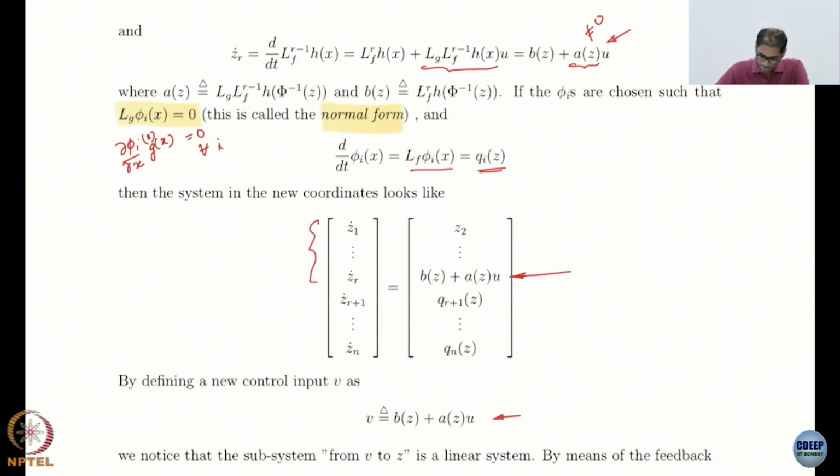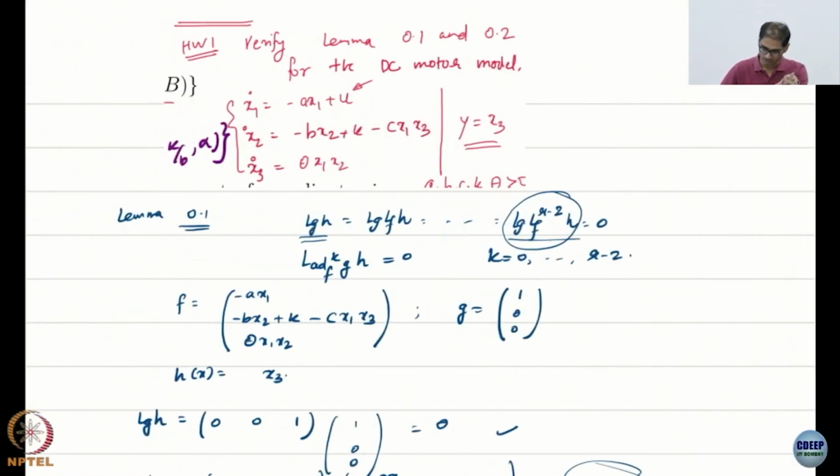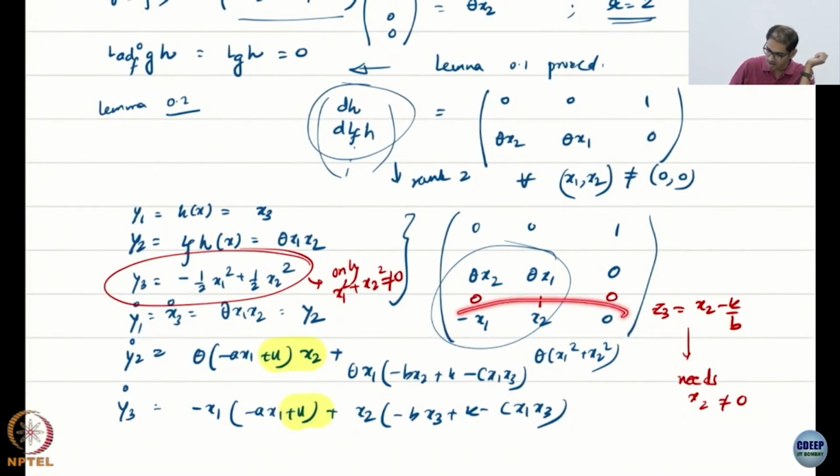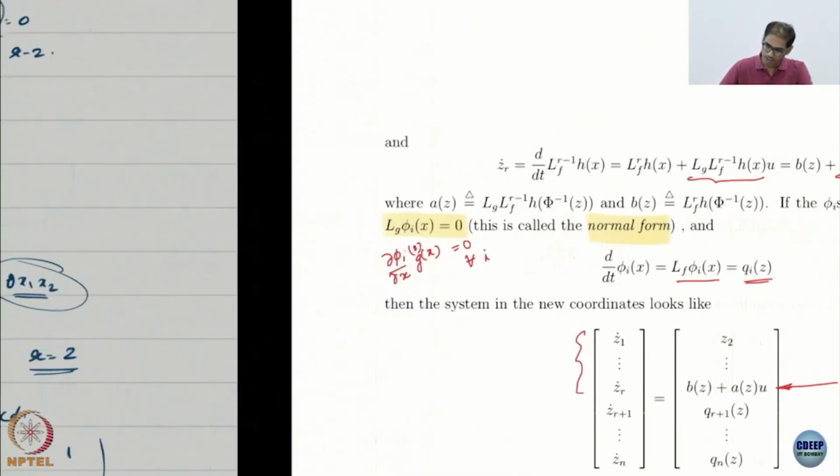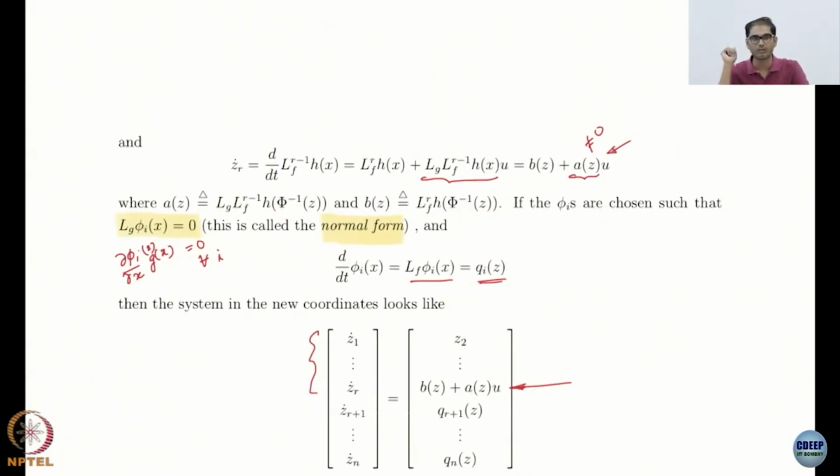Now for the rest of the dynamics, until now the way we were choosing phi was just to ensure that you got a diffeomorphism, that is, you got a full rank Jacobian, which is what we did here. We just gave a row which made sure that this is a full rank Jacobian, and from that I went back and constructed the additional phi states. But here we are saying, suppose I have another assumption on phi, that in the phi dynamics the control does not show up. So that is the assumption. That is what is the normal form.